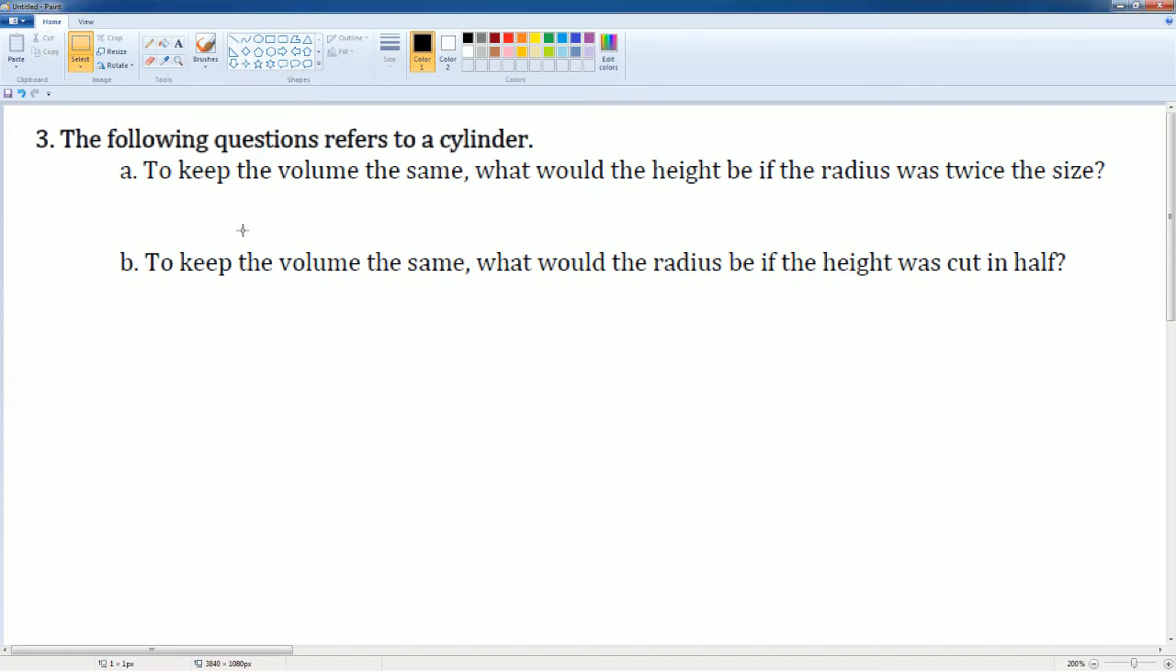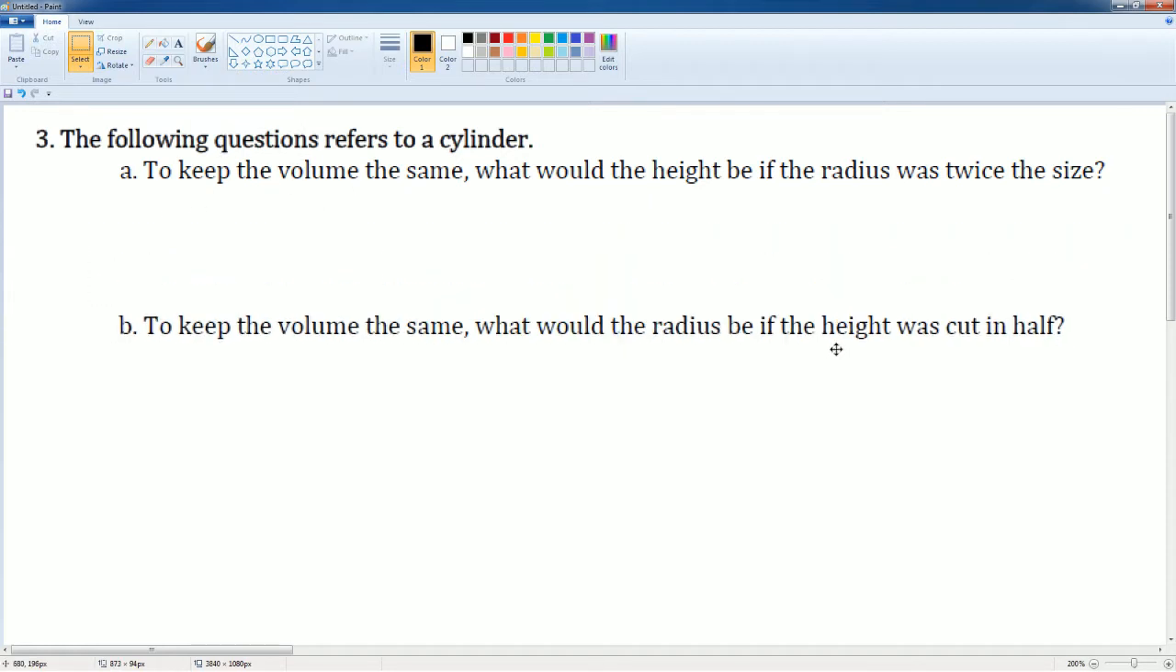The first problem asks us to look at a cylinder, and we are looking for the volume of a cylinder here. So let's first write down the volume of a cylinder. The volume of a cylinder can be defined by V is equal to the base area, which is pi r squared, times height.